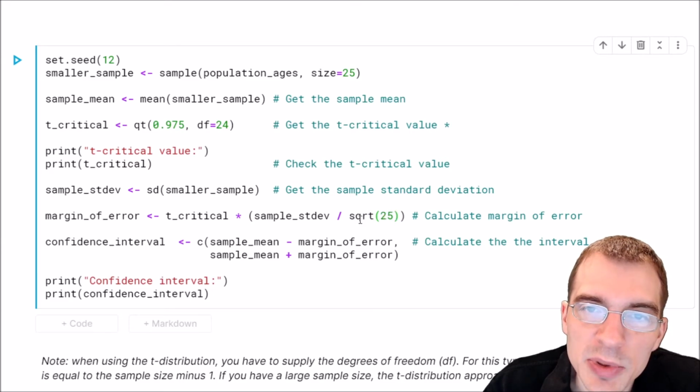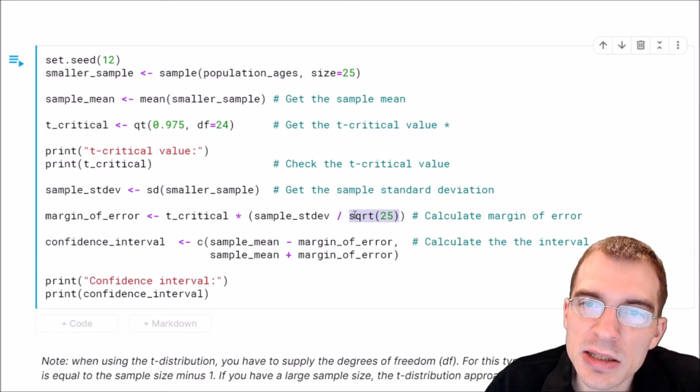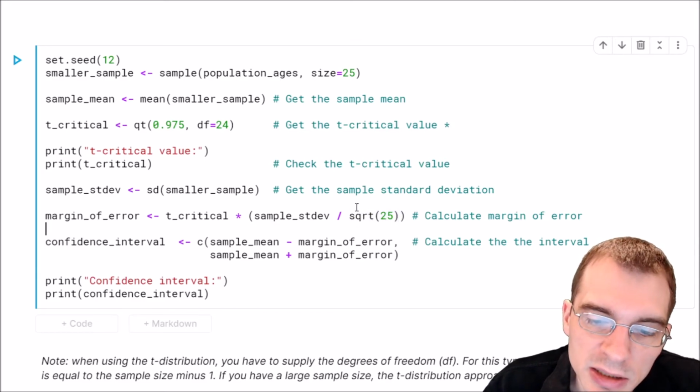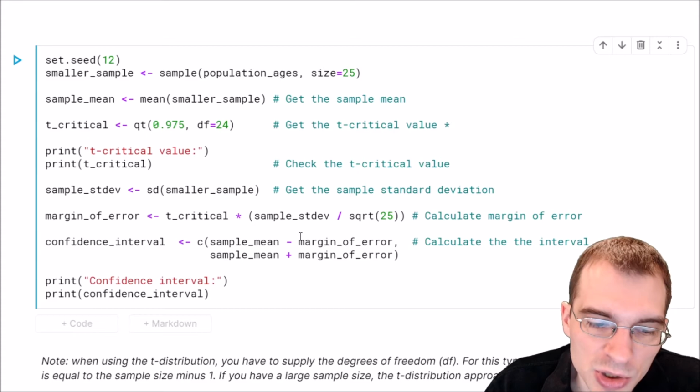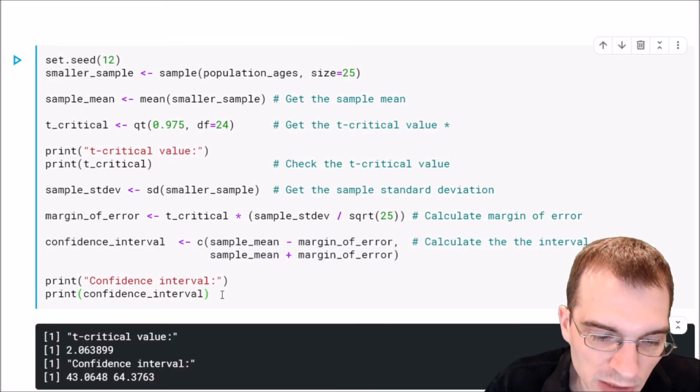In this case, the sample size is a lot smaller though, so that's going to have an effect on the size of the error bars. Basically, this being a smaller sample means we're dividing by a smaller number, so this is going to result in a larger margin of error, and we're going to end up building a larger confidence interval. So let's see how that works. We're just going to take our sample mean again, plus and minus our error bar. Let's run this and see what our confidence interval is.